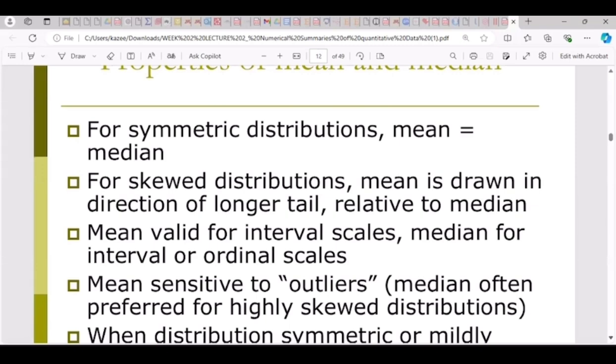And let me also tell you this. We don't use the mean to figure out the center when the data set is skewed, because the skewness could be induced by the presence of outliers in the data.